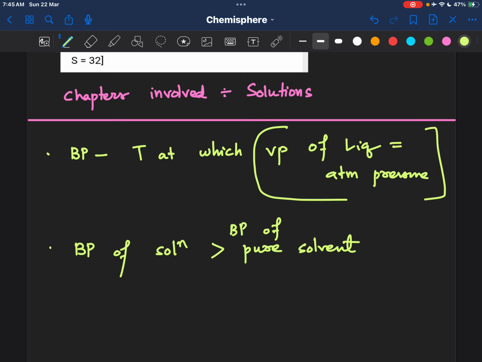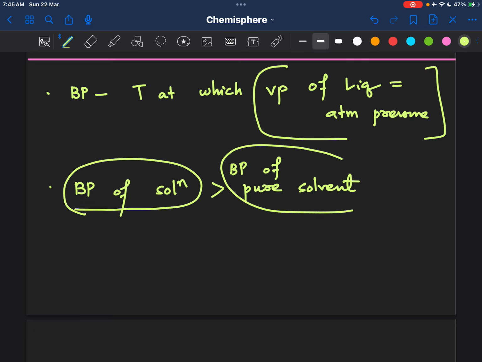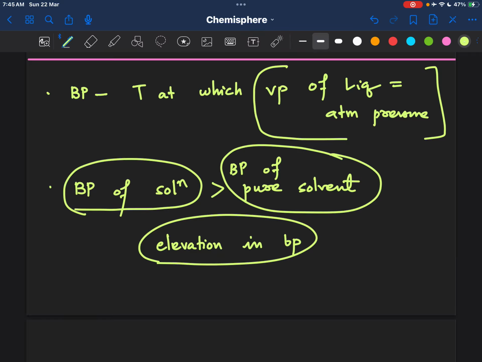Okay, so these are the two things that we need to know, and this increase of boiling point of the solution compared to the boiling point of the pure solvent is known as elevation in boiling point. We can see the solution boiling point is more than the pure solvent, so that increase is known as elevation in boiling point. Okay, cool.